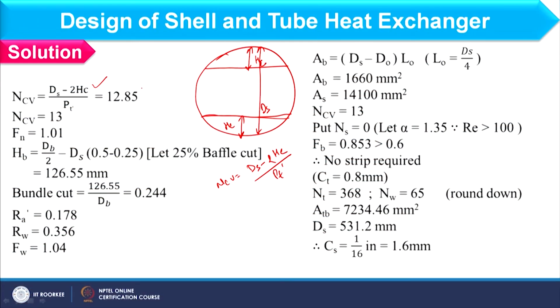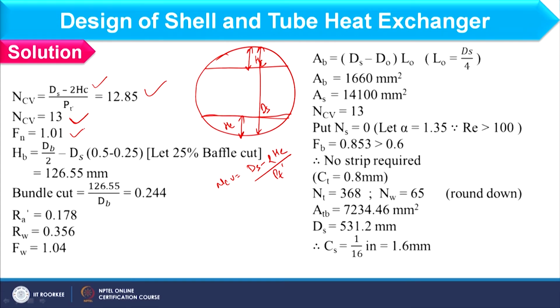NCV value, right. So, considering these parameters, because I already know ds, I also have calculated the Hc value, which is 132.8. So, considering all these values, we can find out NCV as 12.85, which should be rounded up, and the final value of NCV I am considering as 13. So, you can find out Fn from the graph of Fn and NCV. So, Fn value you can find as 1.01, right.